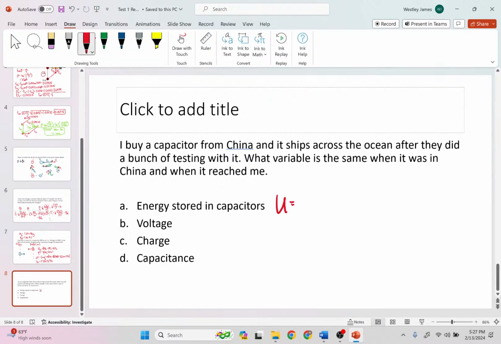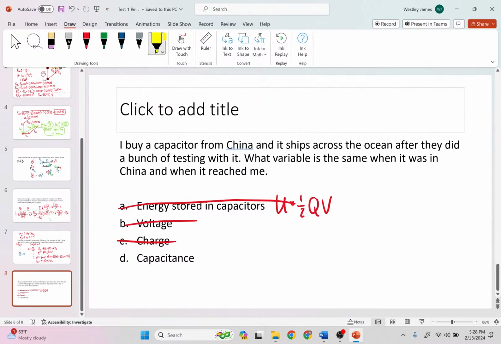Energy stored in a capacitor is 1/2 Q times V, and this is actually going to reveal some stuff. Who knows how much charge this thing has? They charged it, they discharged it, who knows? So is the charge the same? Nope, which means the energy stored, nope. Voltage is based on what it's connected to. It is currently not connected to anything, so voltage doesn't stay the same. Voltage is based on how much charge is on it, and also on whether or not it's connected to a circuit.